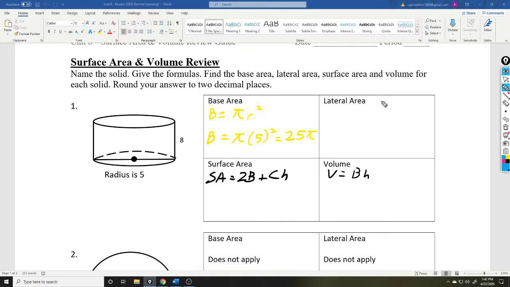Then our lateral area is always this second piece of the surface area formula. It's just a way to split up the formula so that we don't have to do it all at once. Circumference times the height. Circumference is 2 pi r. 2 pi times our radius, and our radius is 5. So that's going to be 10 pi. Height is the distance that connects the 2 bases. So that's right here. It connects the bottom circle to the top circle, that's 8.